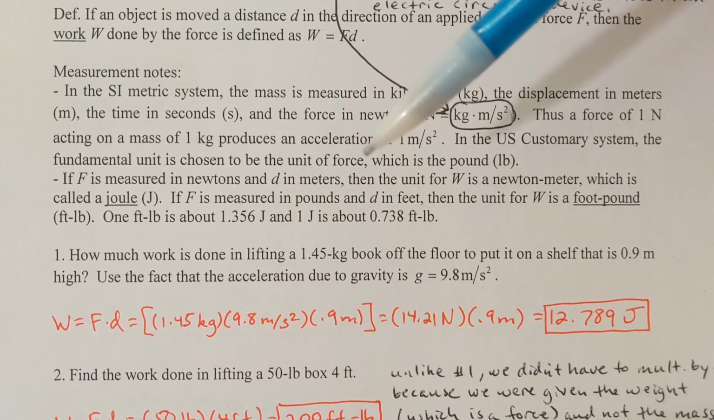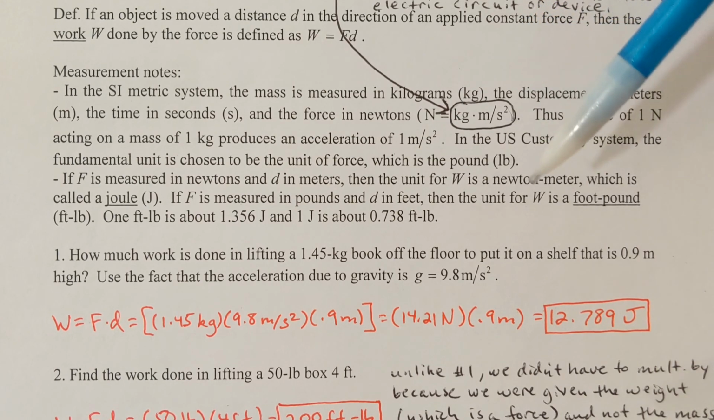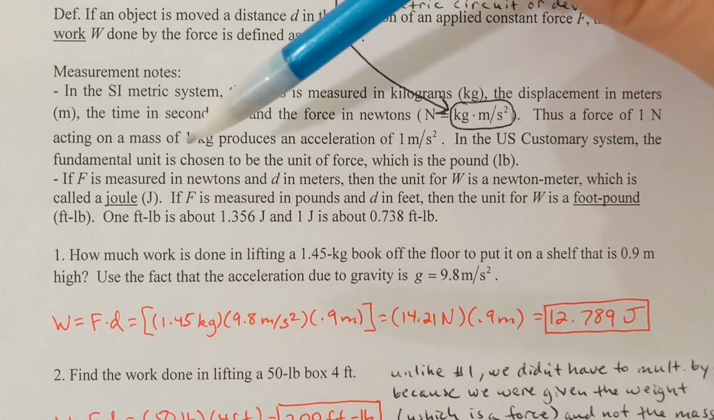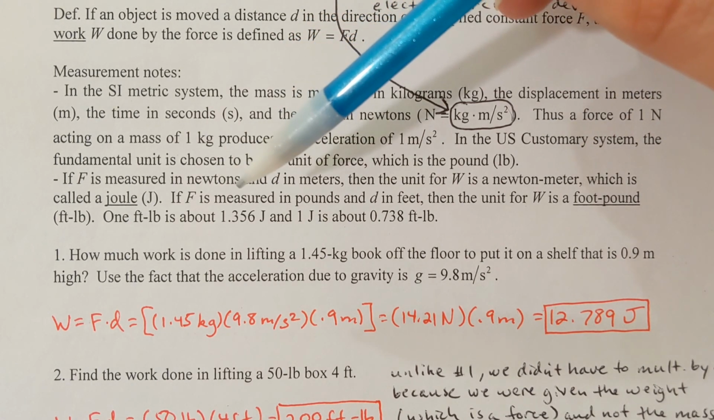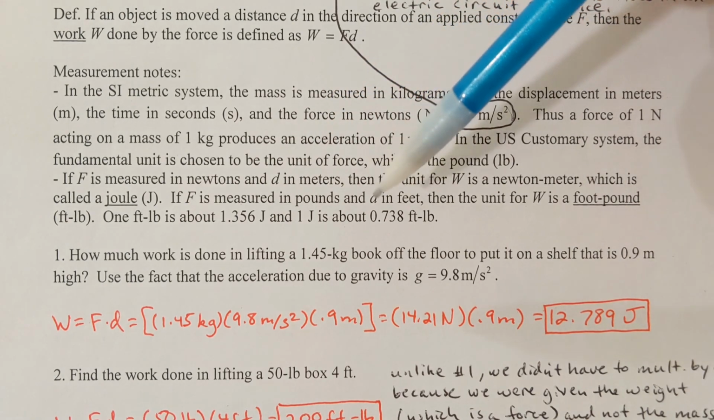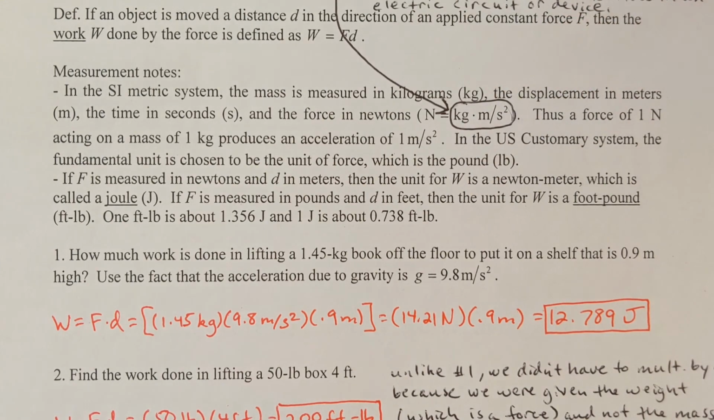then you're in the U.S. customary system, and the distance is in feet, then the unit for work is called a foot-pound. Okay, 1 foot-pound is about 1.356 joules, and 1 joule is about 0.738 foot-pounds. Okay, if you wanted to convert between one system or the other. Now, there's no problems where we're going to have to convert from one system to the other system, but these would be the conversion formulas that you would need if you were to ever want to do that.